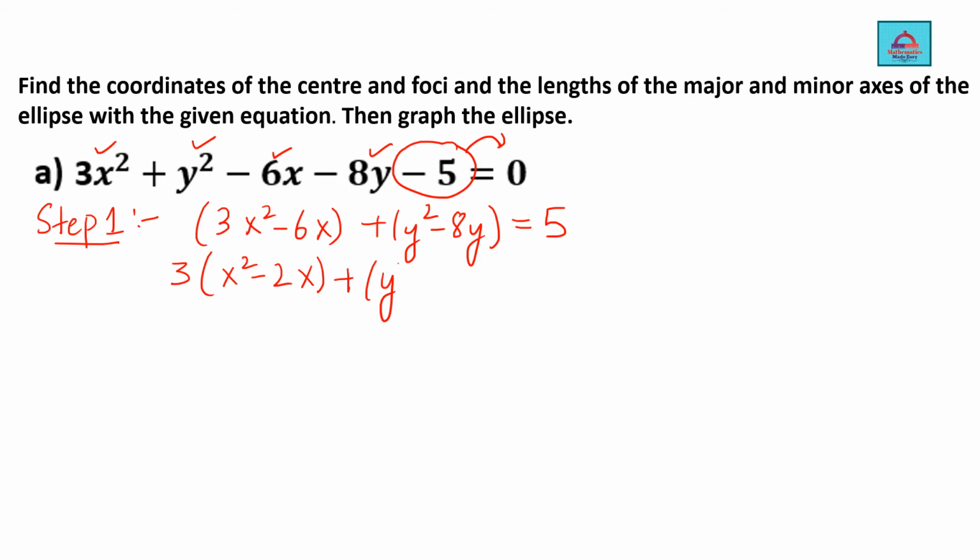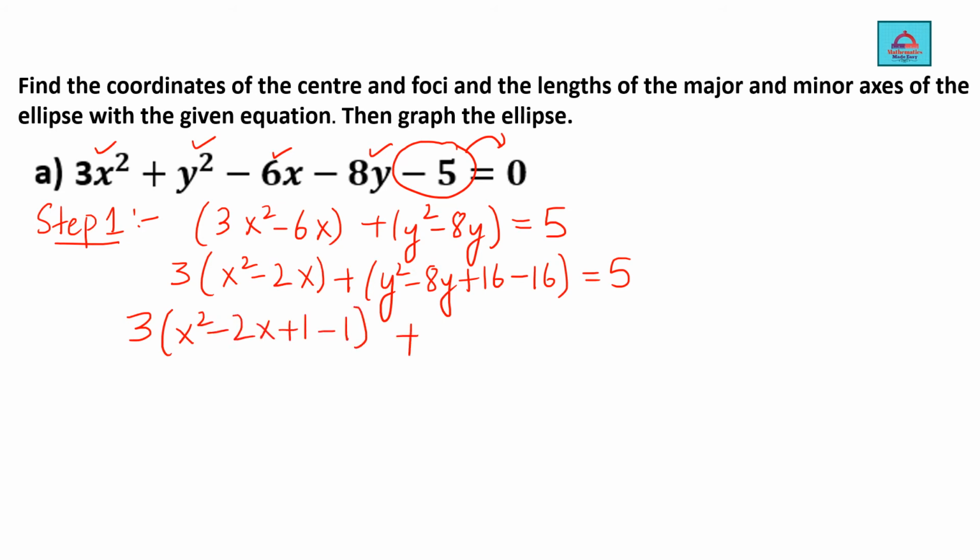So I know we are going to add 16 and subtract 16 from here. Now for this one again, your b is negative 2 divided by 2, which is negative 1. Its square is 1, so the term which will be added and subtracted to complete the square will be 1 here. So now I can combine this, this and this to write y minus 4 whole square.